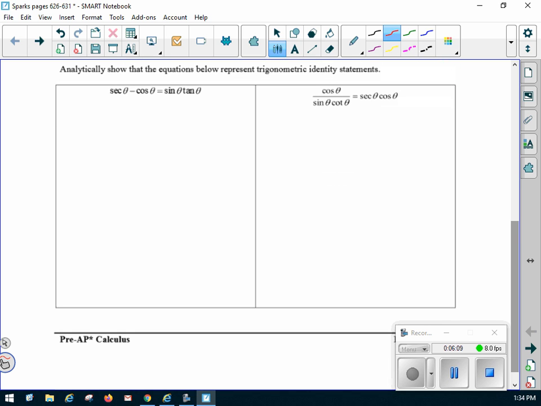Now, what you want to do is start on the side that's more complicated. And I will tell you this: adding and subtracting is always more complicated than multiplying because you have to get a common denominator. Okay? So here's what we're going to do.